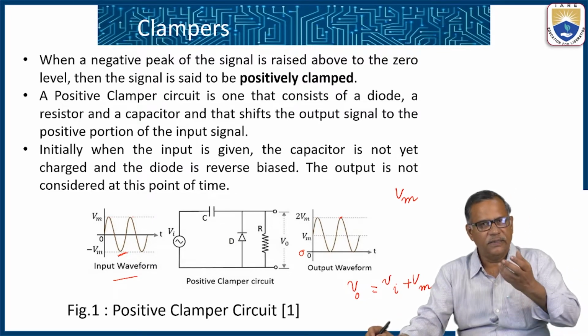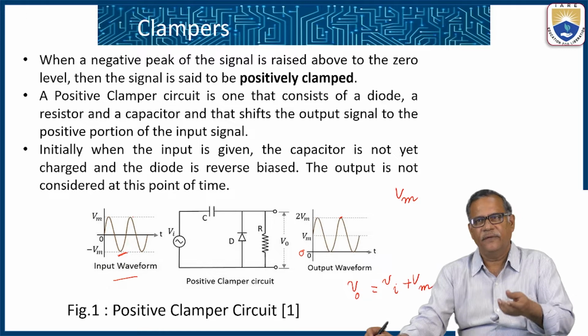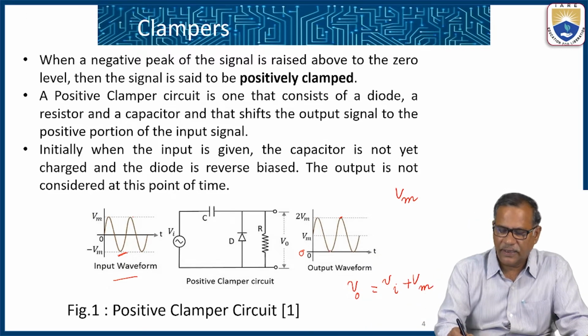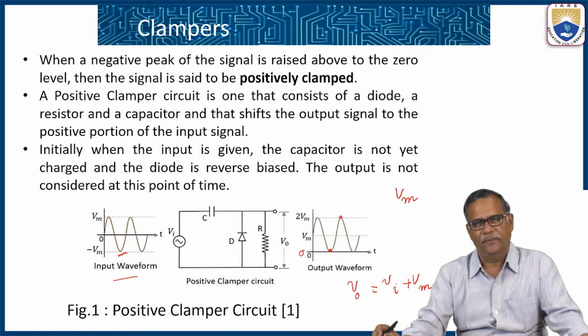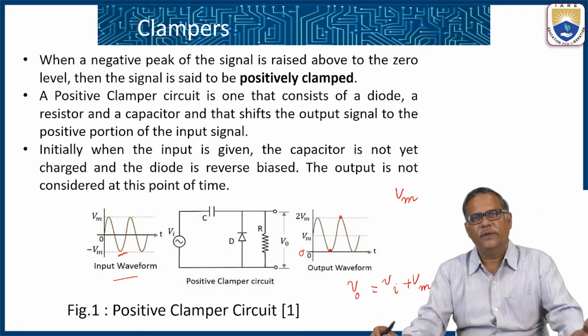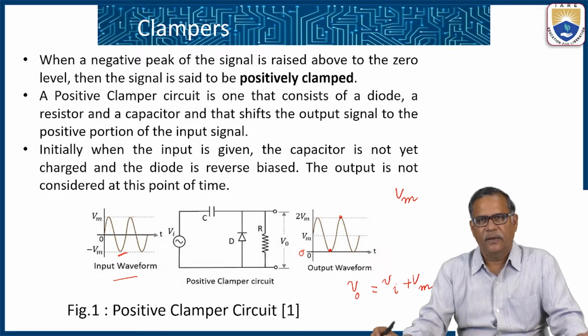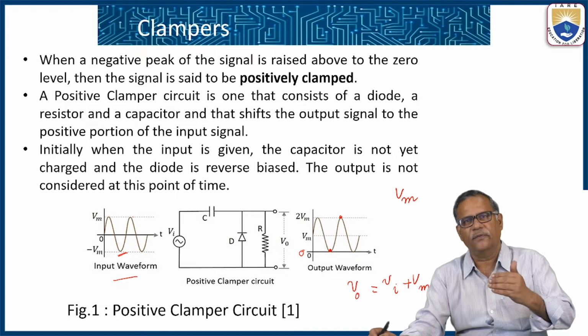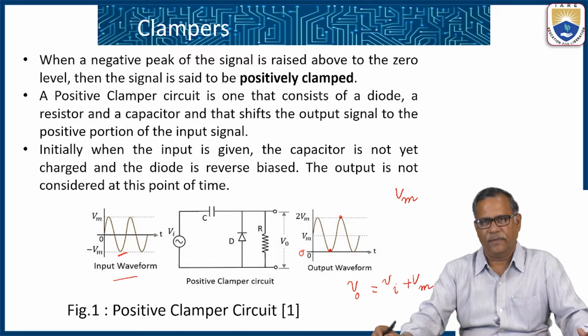And when the voltage is at its negative peak, Vi is minus Vm and V0 is equal to minus Vm plus Vm, so it is 0. So at the negative peak the voltage is 0, and the positive peak is 2Vm. So this is how the voltage is clamped to the positive level. The input waveform is clamped in the positive direction.